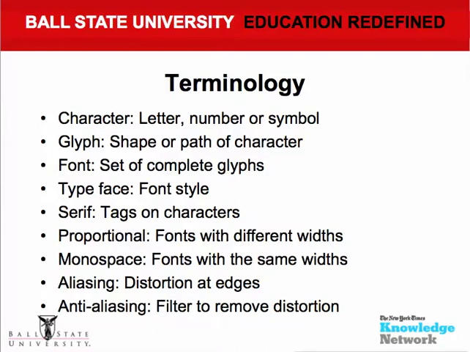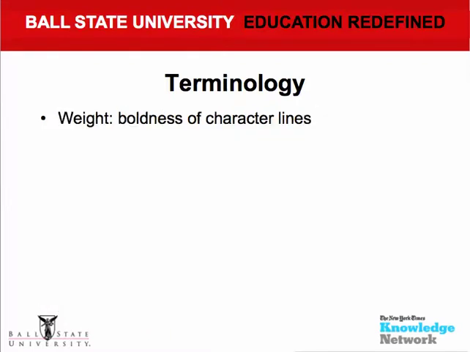Aliasing refers to distortion on the edges of type, which used to be very common on computer screens, where computers are using pixels, which are squares, and we're trying to represent curves and shapes through those pixels. It does what's called aliasing. Anti-aliasing is a filter that removes this distortion, which is why you're probably not seeing it now. Finally, weight refers to the boldness of character lines.